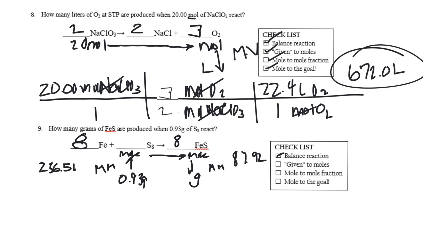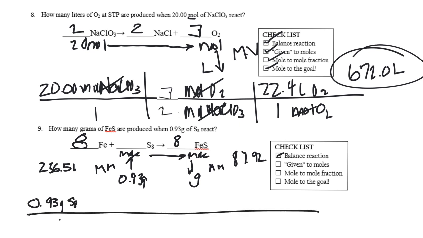Now we're ready to set up our train tracks. So I have 0.93 grams of S8. Put it over 1. Grams of S8 comes down. Moles of S8 goes to the top, with 1 next to mole because I'm not going mole to mole. And now I put the 256.56 right here. That's the molar mass of S8. Now, given to moles is taken care of.